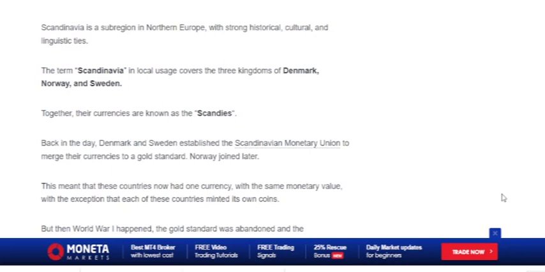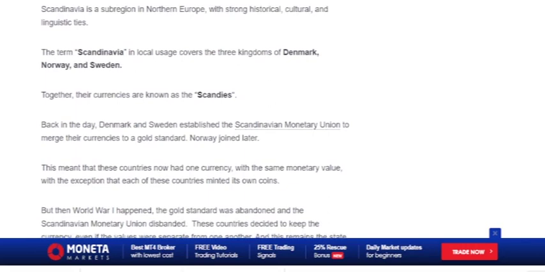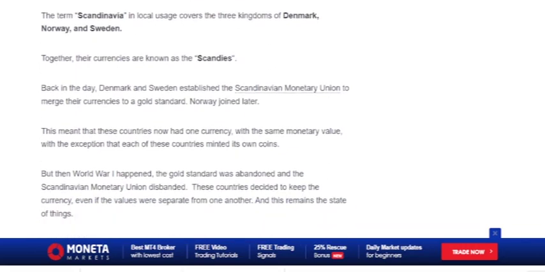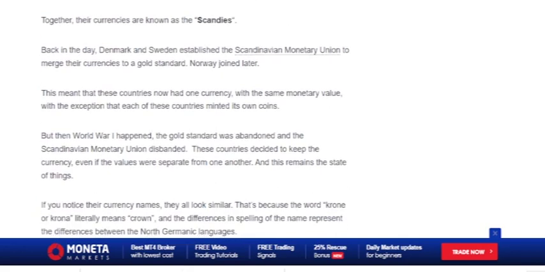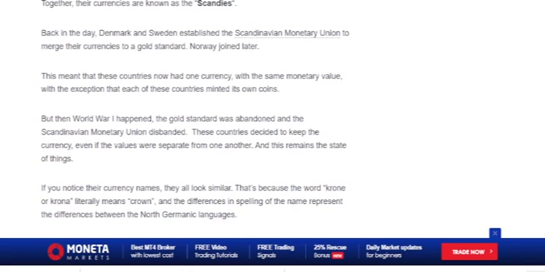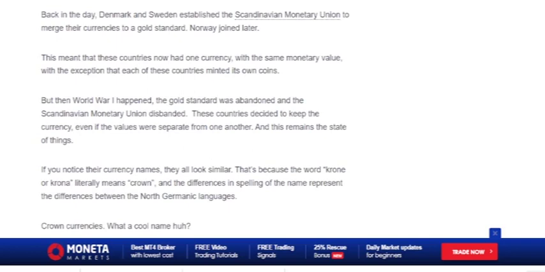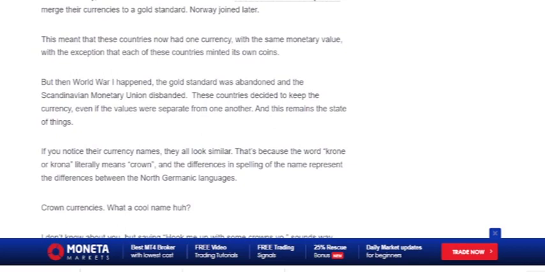Norway joined later. This meant that these countries now had one currency, with the same monetary value, with the exception that each of these countries minted its own coins. But then World War I happened, the gold standard was abandoned and the Scandinavian Monetary Union disbanded. These countries decided to keep the currency, even if the values were separate from one another. And this remains the state of things.